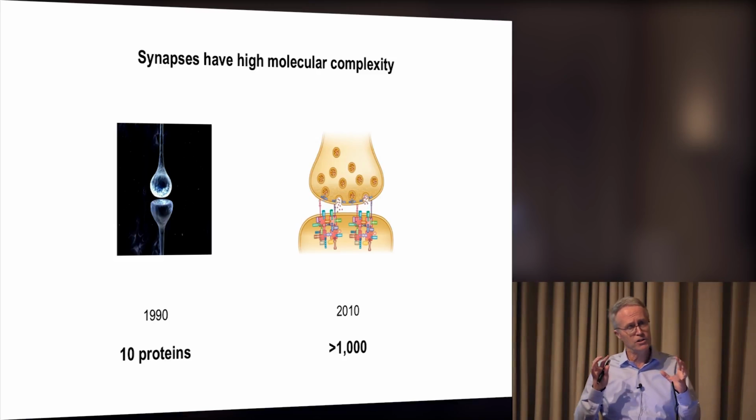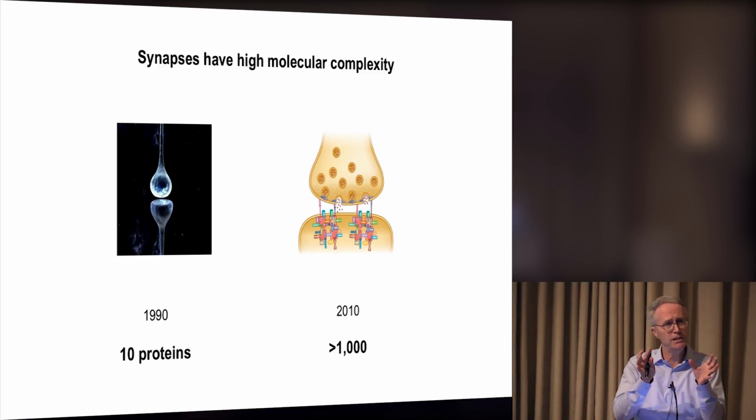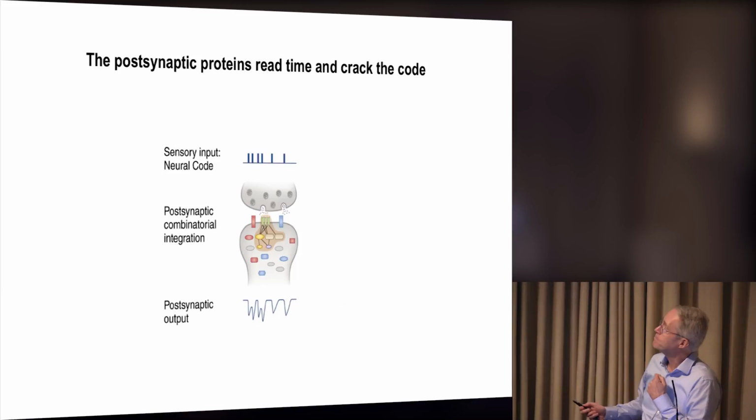So why is it so complex? Because you don't need to have all of those molecules just to do synaptic transmission. Those molecules are computing the neural code. And I'm going to describe for you how they do that.